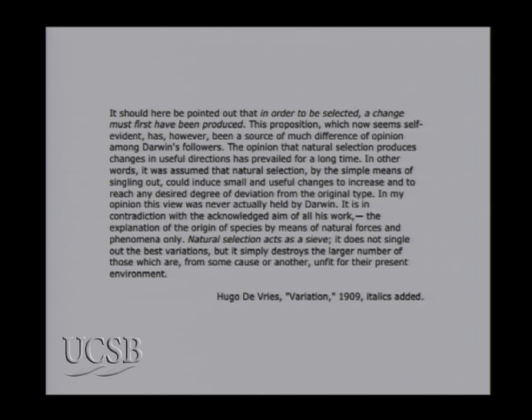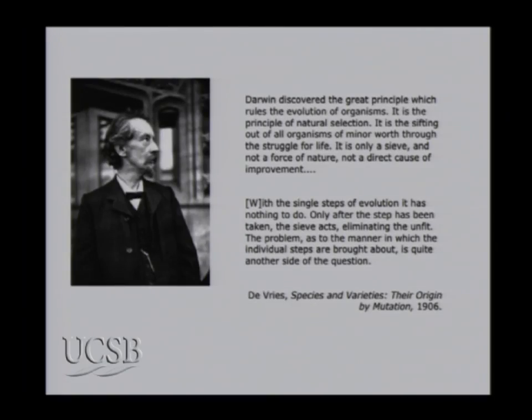So DeVries says, "It should be pointed out here that in order to be selected, a change must first have been produced." And then down the bottom, "Natural selection acts as a sieve. It does not single out the best variations, but it simply destroys the larger number of those which are, from some cause or another, unfit for their present environment." And here he is again in an earlier work, he says, "With the single steps of evolution, natural selection has nothing to do. Only after the step has been taken, the sieve acts, eliminating the unfit.